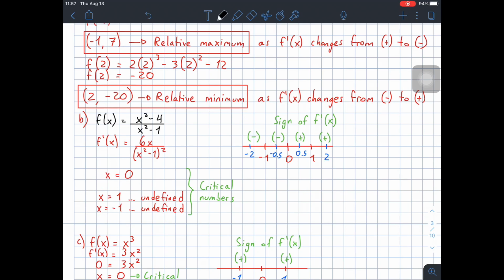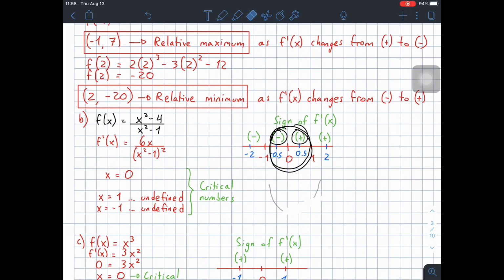Okay, so if we analyze the signs of this, you would see something a little bit different. One thing we can say is that x equals 0, this critical number, corresponds to a minimum, right? Because we're going from negative to positive. So we're going negative first and then positive. So the point x equals 0 corresponds to a relative minimum.